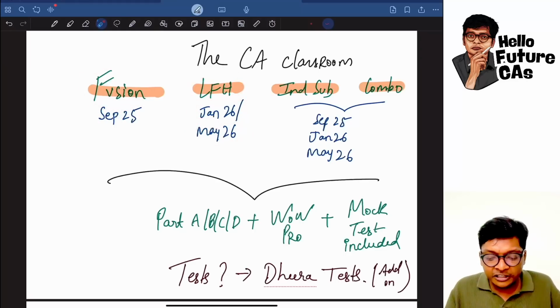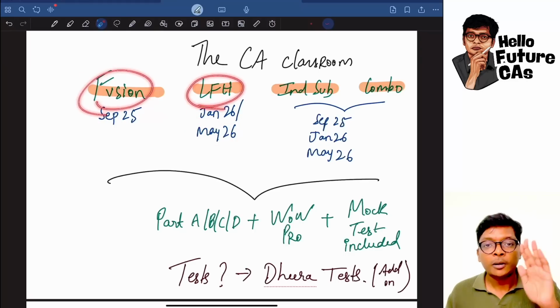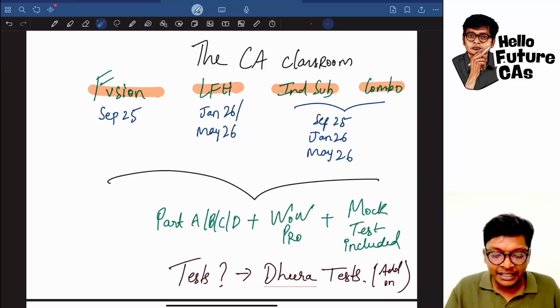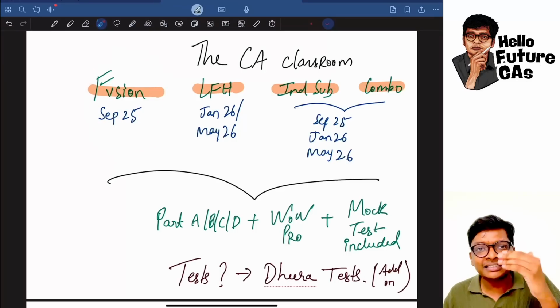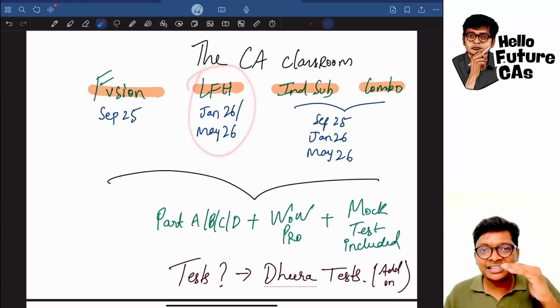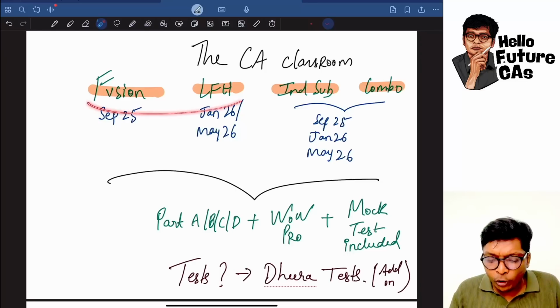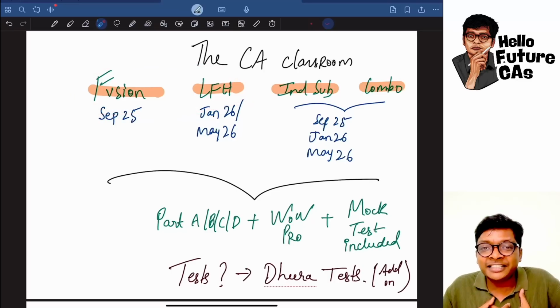Sir, what is the difference between Fusion and Learn from Home? Both are same. The only difference is validity. In Fusion, you will get the class valid till September. In Learn from Home, you will get the class valid till your respective attempt. In both Fusion and Learn from Home, you should only purchase the whole group.